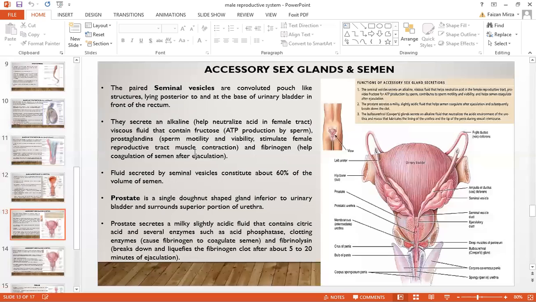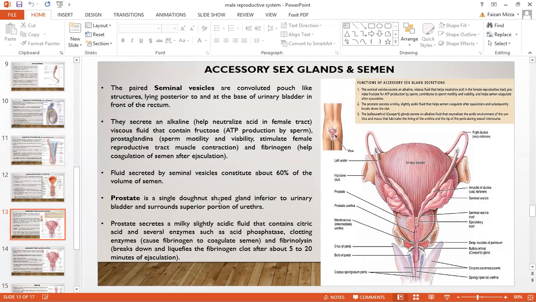Fibrinogen helps the coagulation of semen after ejaculation. Once the semen is ejaculated into the female reproductive tract, because of fibrinogen, it will start to clot. It will stay coagulated for about 25 to 30 minutes, and after that the sperm start to move because the clot dissolves. The fluid secreted by the seminal vesicle constitutes 60% of the volume of semen. So the seminal vesicle gives the largest contribution to the semen.